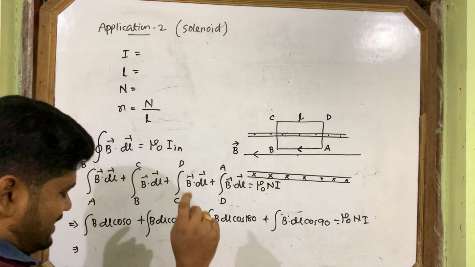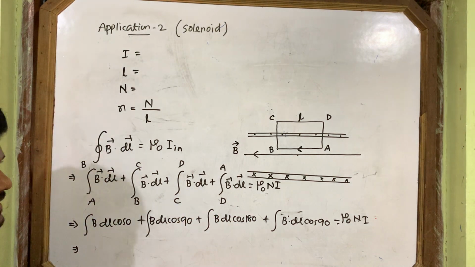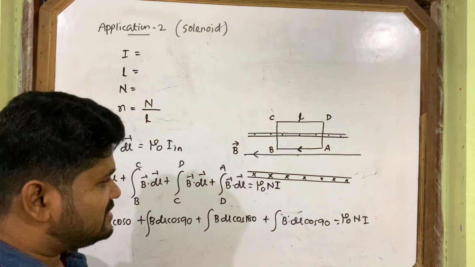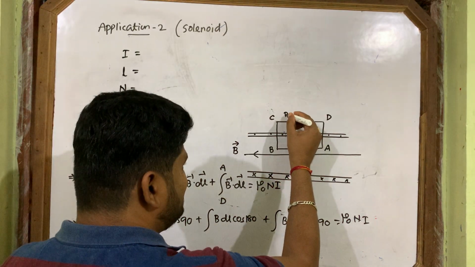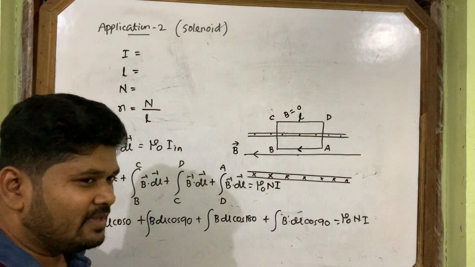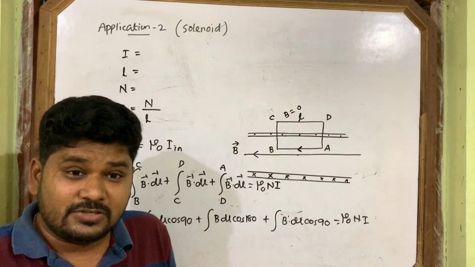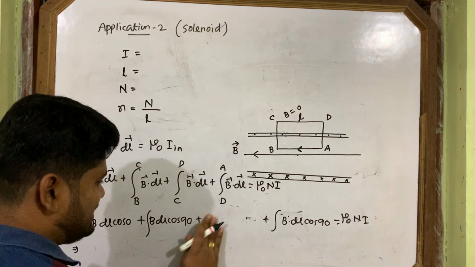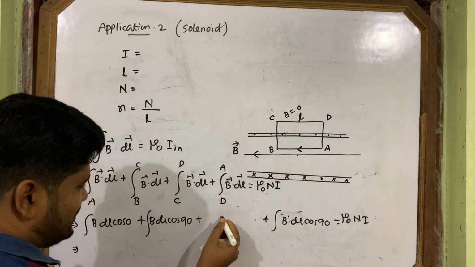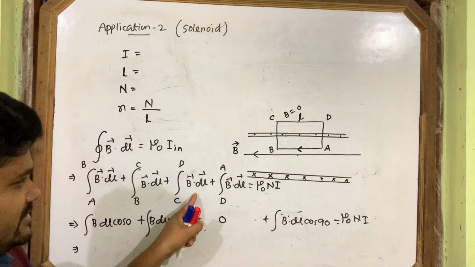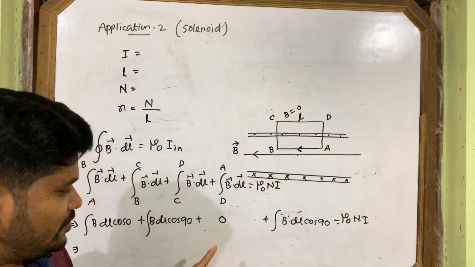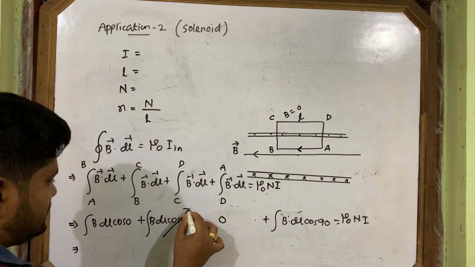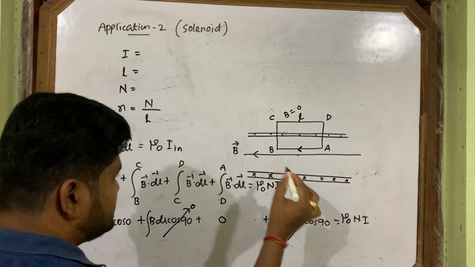This one: how do you know the angle is 180? Outside the solenoid, is there any magnetic field? Outside the solenoid, the magnetic field is equal to 0. How would you know the direction of the magnetic field where there is no magnetic field? So this is not angle 0, this is completely 0, not angle 180. It is completely 0 because the magnetic field is 0 from C to D. Don't write 180. So this one is 0 times cos 90, which is 0.